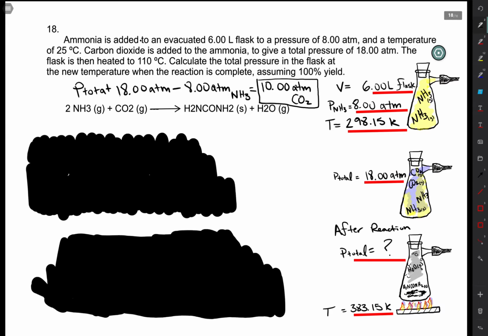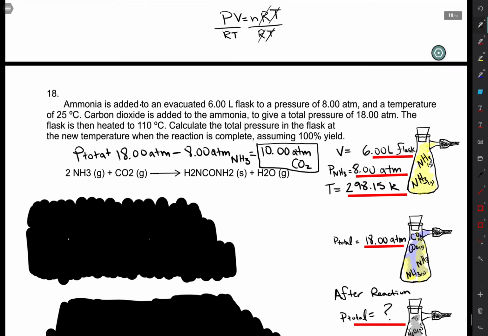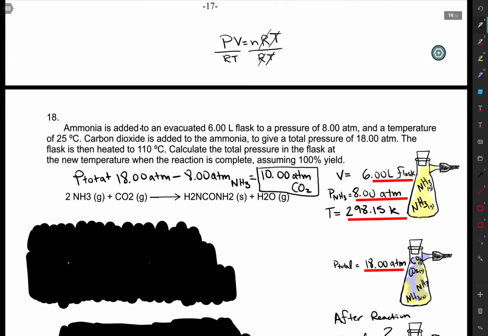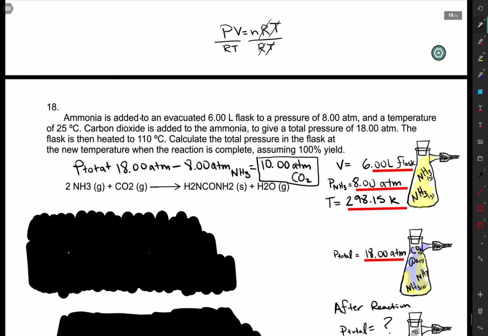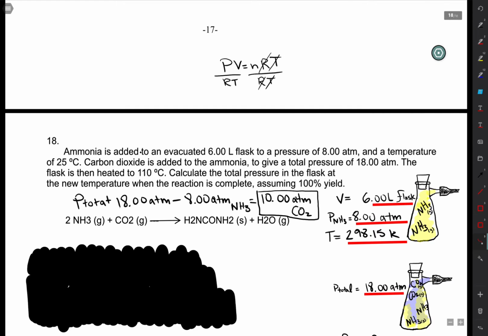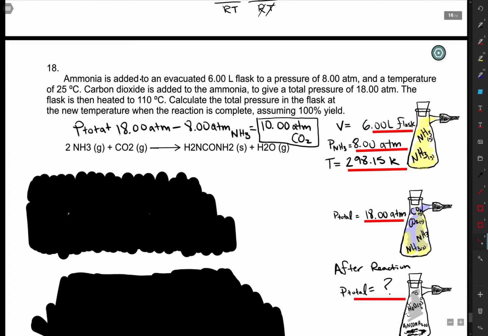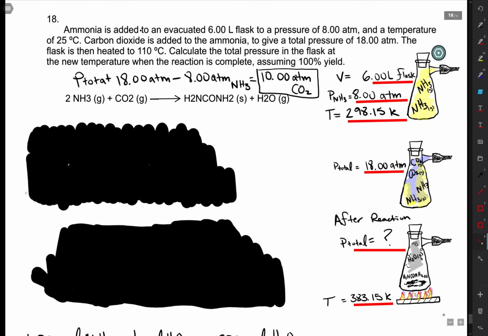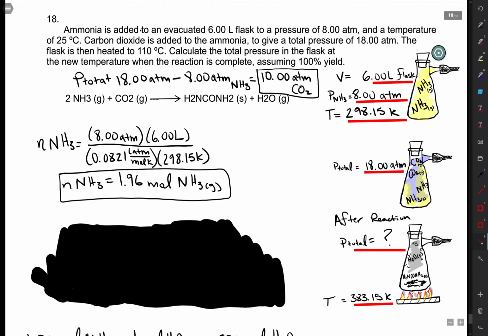So what we want to do is use PV equals nRT, and solve the formula for n, which is in moles, as shown here. So we did just that here. We can solve for it using PV equals nRT. We can use our initial temperature, atmospheric pressure, and volume, and we get 1.96 moles of NH3 gas.